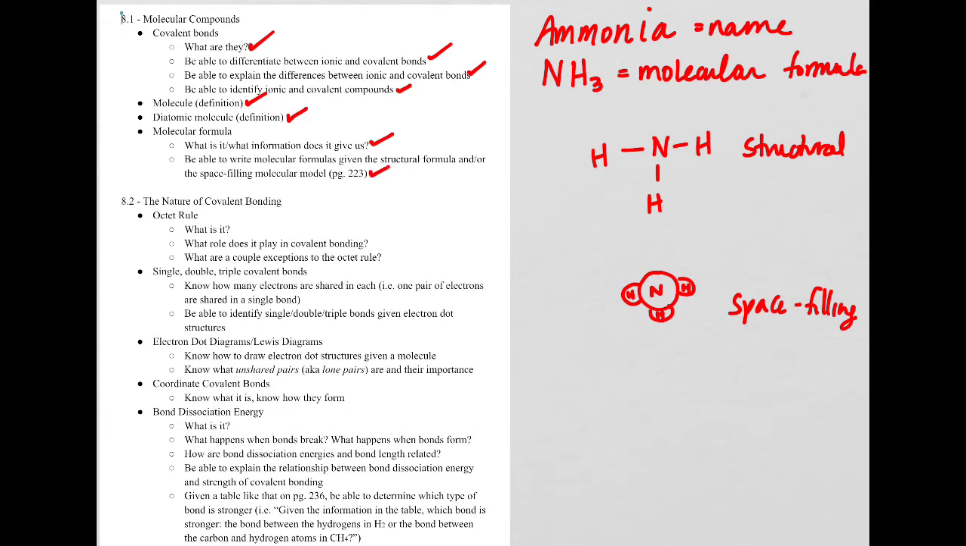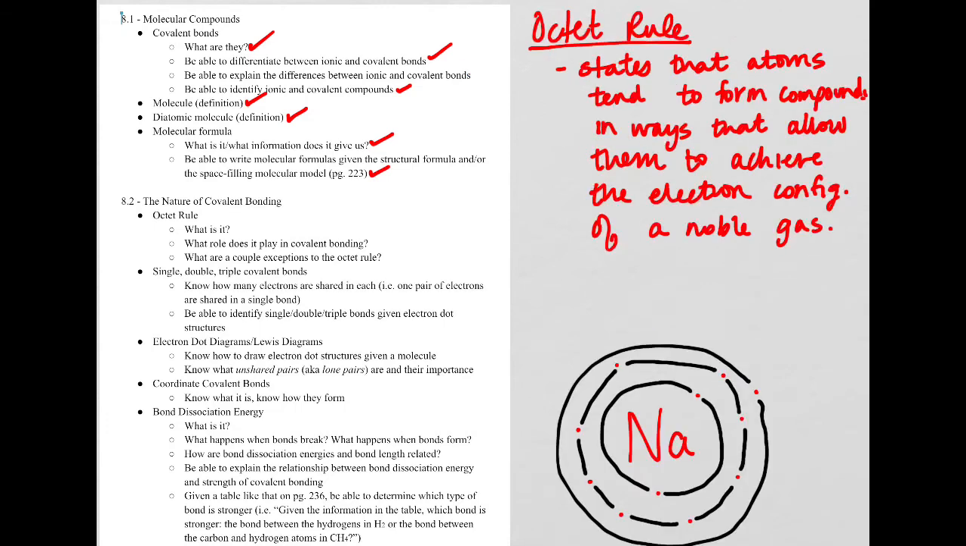Alrighty, that's it for 8.1, sorry. Now let's go on to 8.2. All right, so the octet rule. What is it? The octet rule states that atoms tend to form compounds in ways that allow them to achieve the electron configuration of a noble gas. So, usually, well, we're going to say 8, this means 8 electrons.